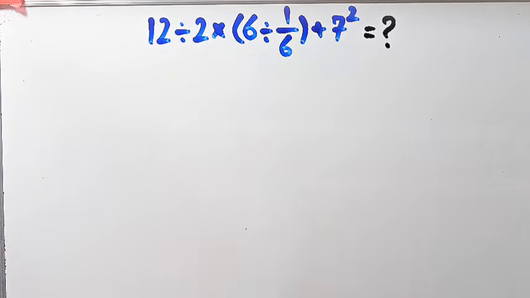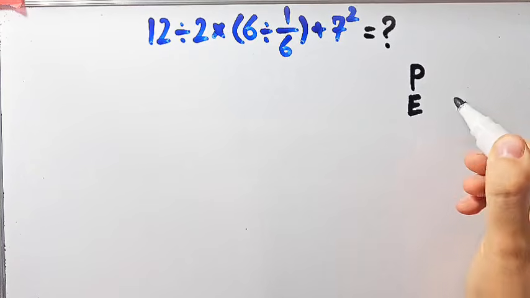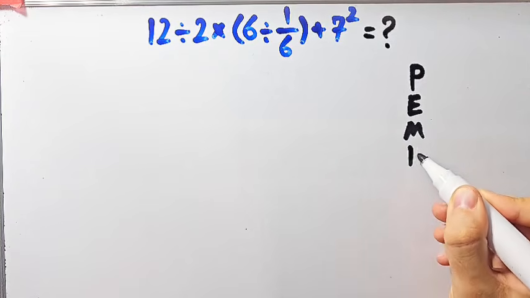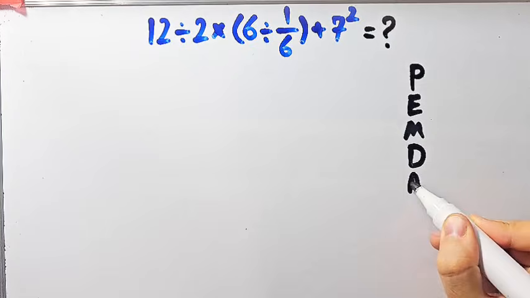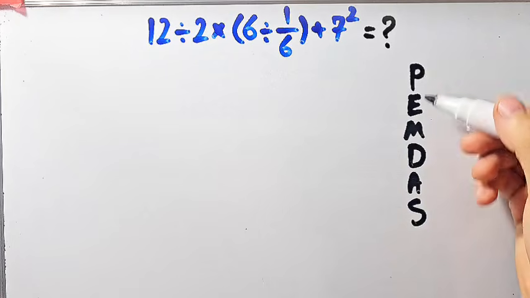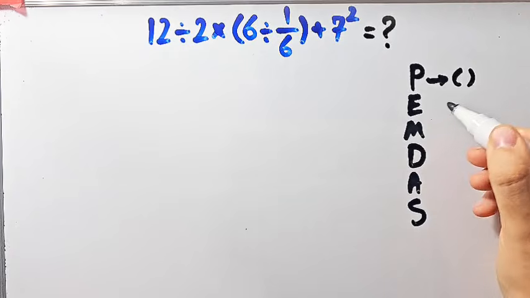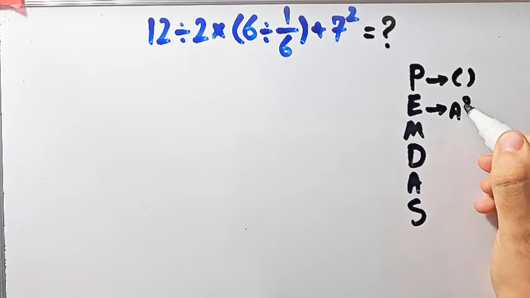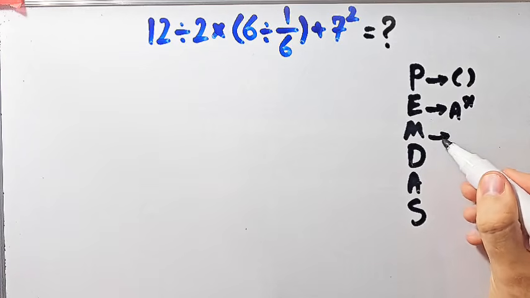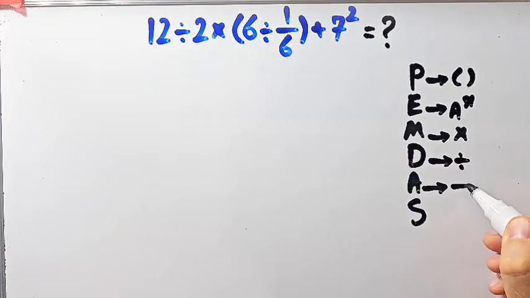To solve this question we need to follow the order of operations, which is PEMDAS. PEMDAS shows the priority of the mathematical operations. If you want to get the right answer of this question, you must follow the PEMDAS rule. In the PEMDAS rule, P stands for parentheses, E stands for exponent, M stands for multiplication, D stands for division, A stands for addition, and S stands for subtraction.